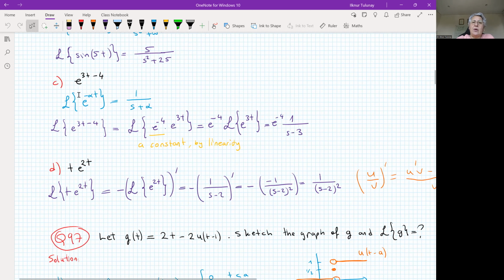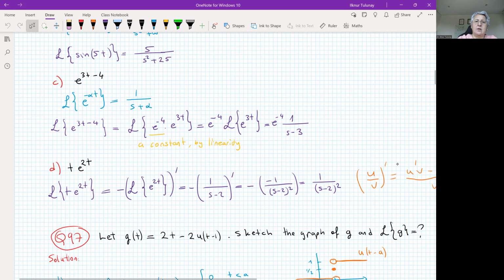Okay, if we want to calculate the Laplace transform of the function e to the 3t minus 4, we are going to use the table, and the table tells us that the Laplace transform of e to the alpha t is 1 over s plus alpha. Here alpha is a number. Maybe I should emphasize it, so without having an ambiguity.